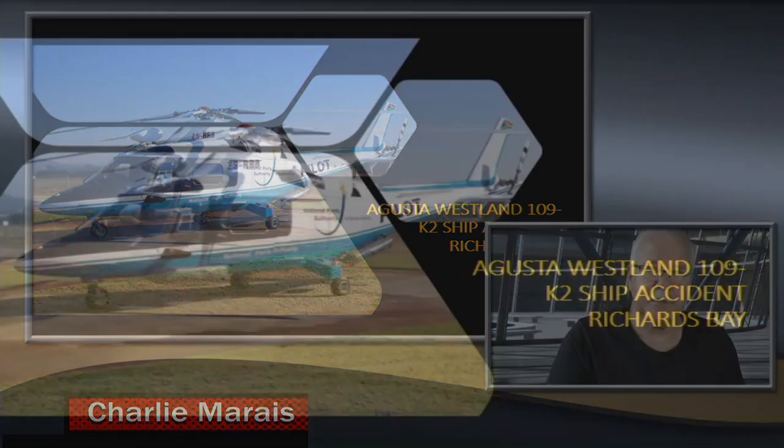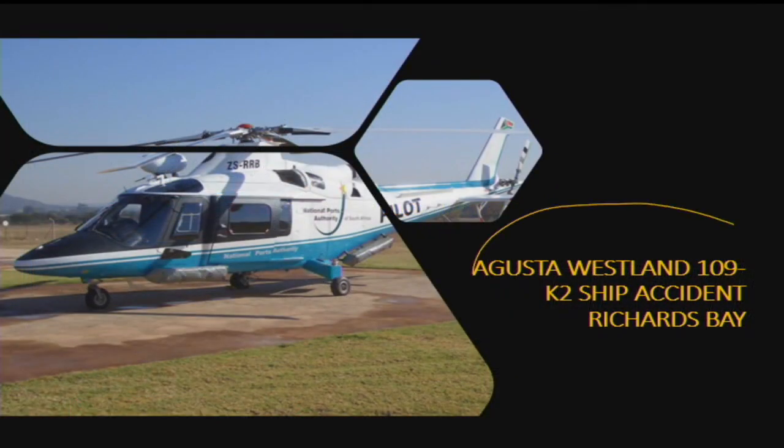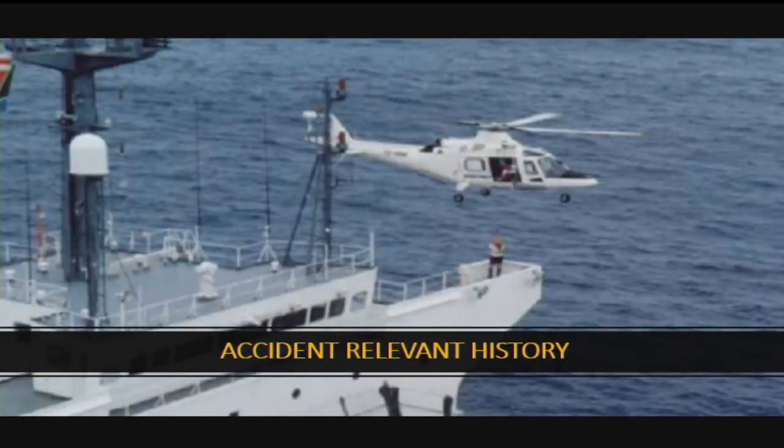Today specifically we're going to have a look at the Agusta Westland 109 that crashed onto a ship while it was taking the marine pilot off. So let's just look at what the scenario was like. Not the exact same helicopter, neither the same ship, but the same scenario.